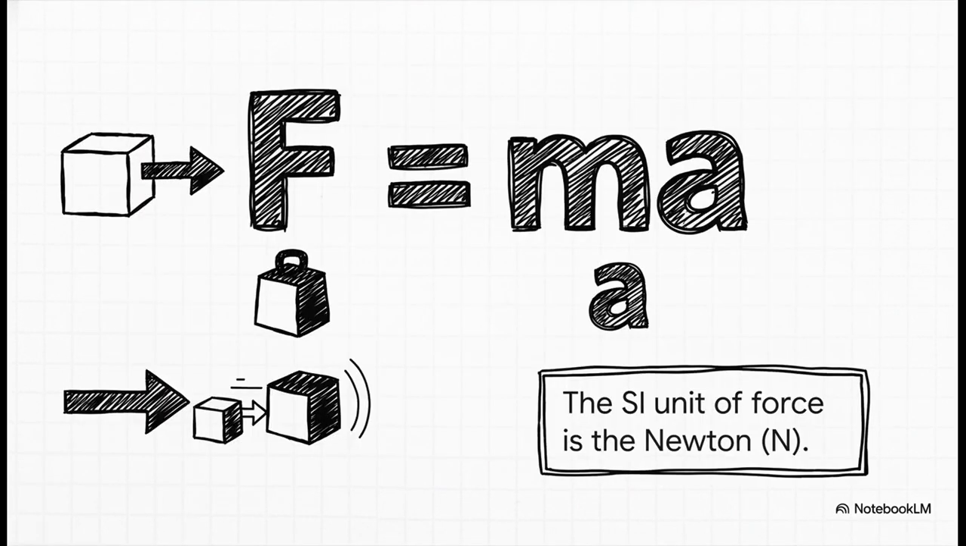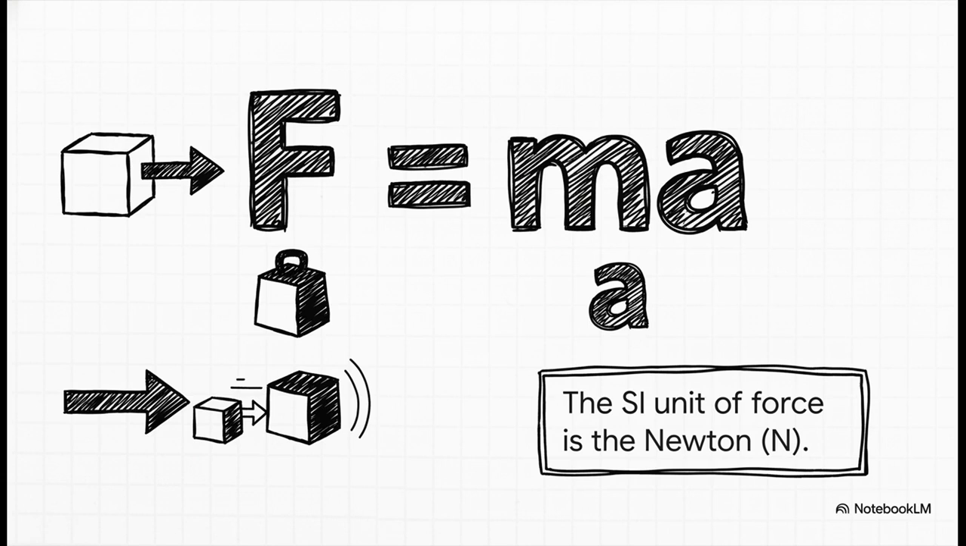Now that whole big statement simplifies into one of the most famous equations in all of physics. F equals m into a. Force equals mass times acceleration. The SI unit of force is the Newton, which we write as N. So what is 1 Newton? It is the force needed to give a 1 kilogram mass an acceleration of 1 meter per second squared.